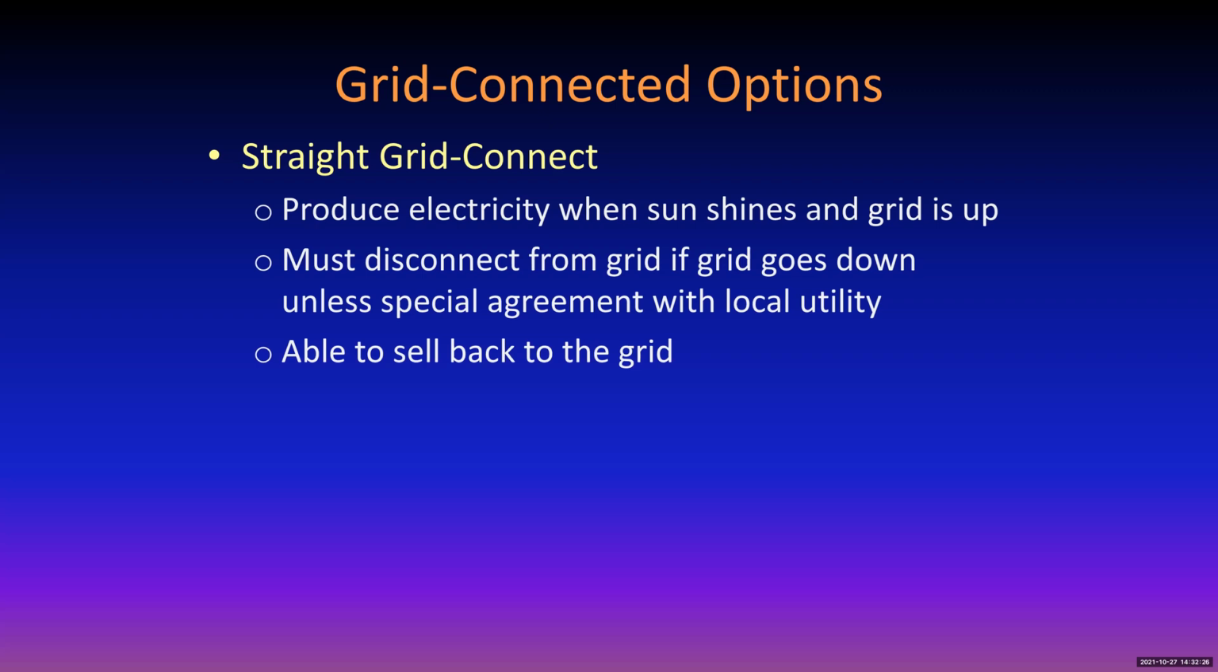So we have a straight grid connect, and the thing to realize with straight grid connect is that if the utility goes down, if it's lost, a power pole or whatever, or a storm knocks some wires down, your PV system has to shut off. So it is not going to make electricity for you if you are disconnected from the grid, unless you have battery backup, because then your system automatically disconnects from the grid and makes electricity that's used only locally.